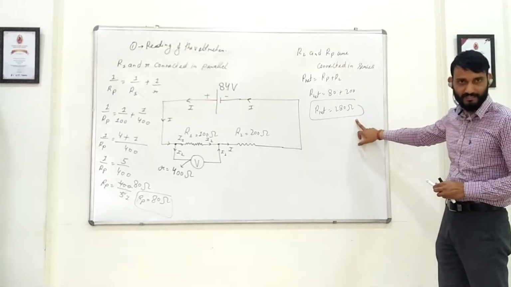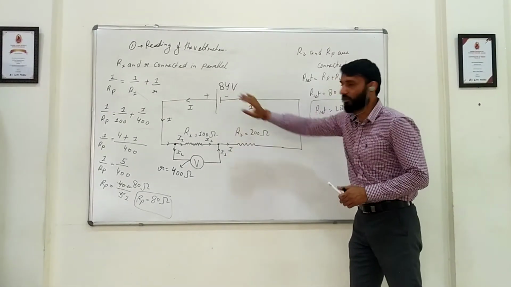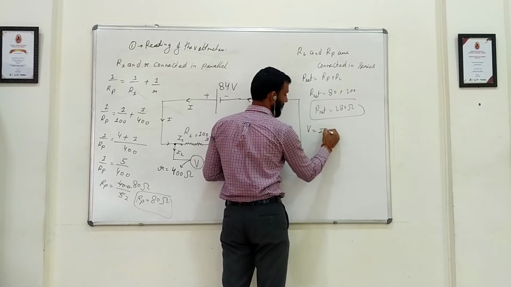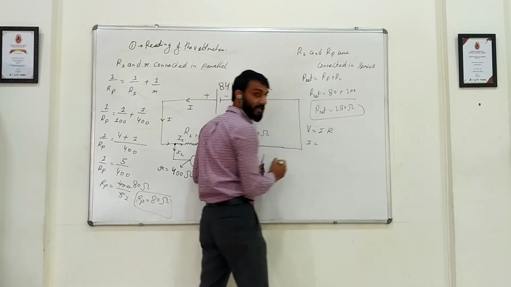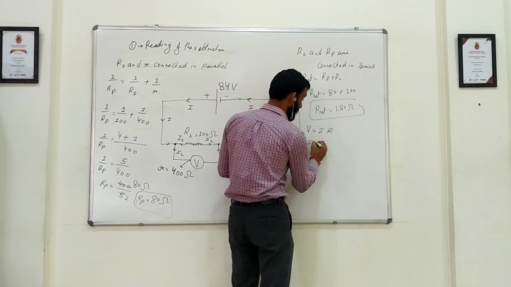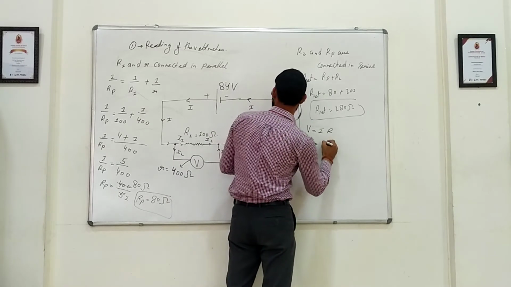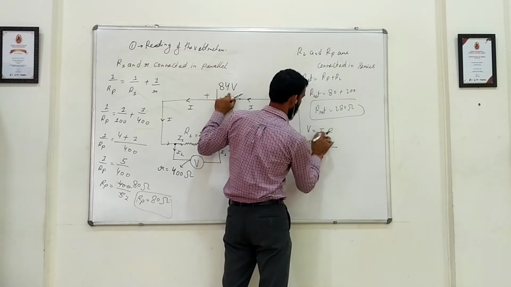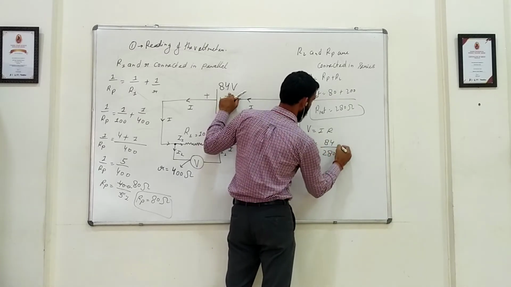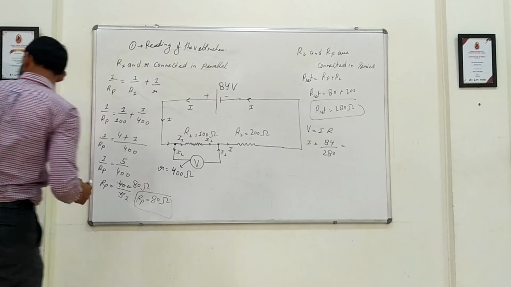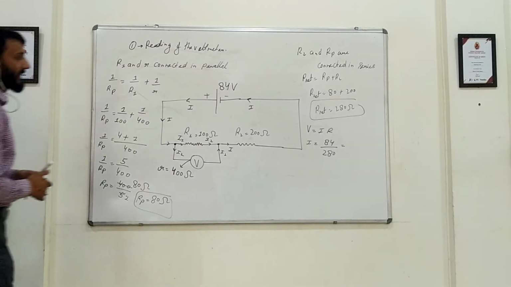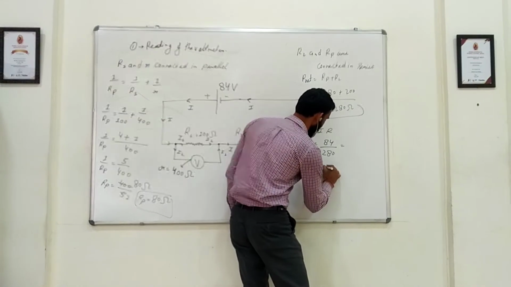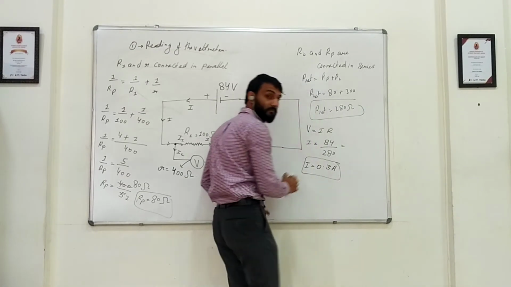Now resistance is this. Potential is 84. Using Ohm's law, V is equal to IR, I can calculate the I. I'll tell you why I am calculating the I. So I will be calculated as V upon R, 84 upon 280, and this will give me the value of 0.3 ampere. So the total current in the circuit is 0.3.